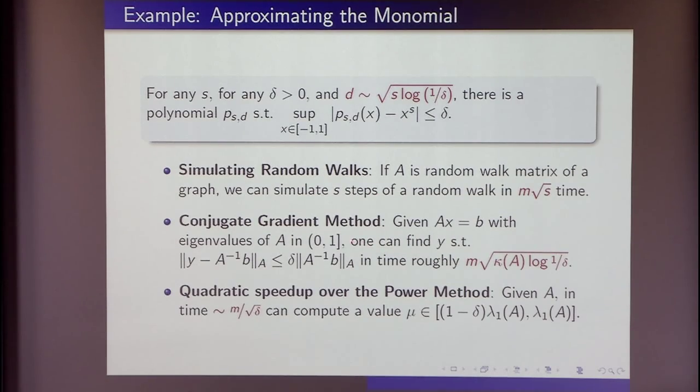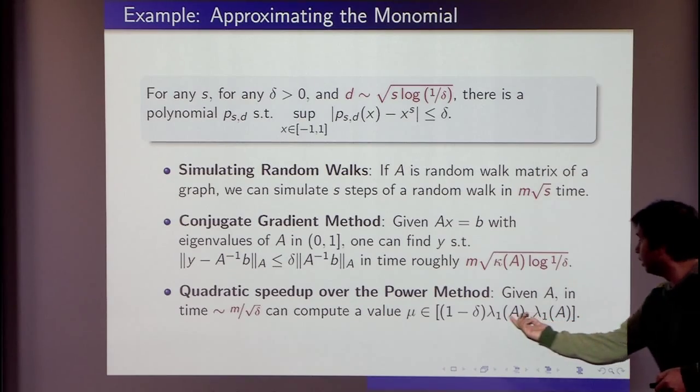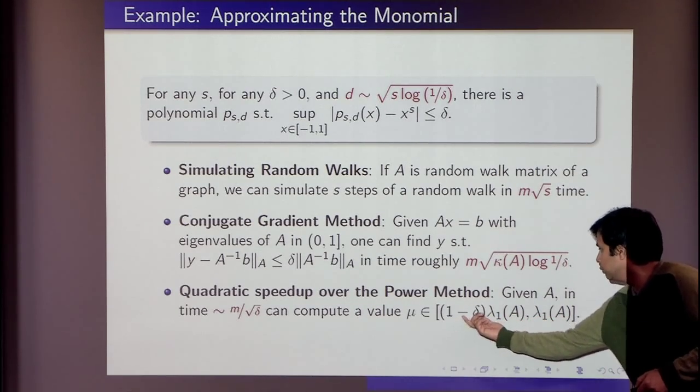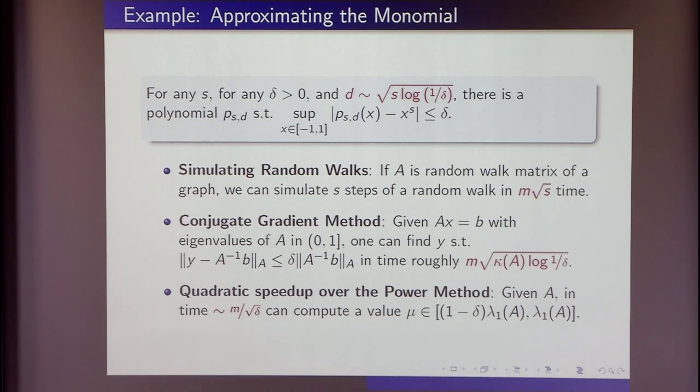Similarly, you could go back to your method to compute eigenvectors. The most popular method is the so-called power method, and you could again speed it up. Typically you would never output the largest eigenvalue; you would output some approximation to it. If you're happy with a number which is at least 1 minus delta times the largest eigenvalue, then you can again bring it down to m over root delta. The traditional analysis of the power method gets you m over delta. Okay? So these are three important results.